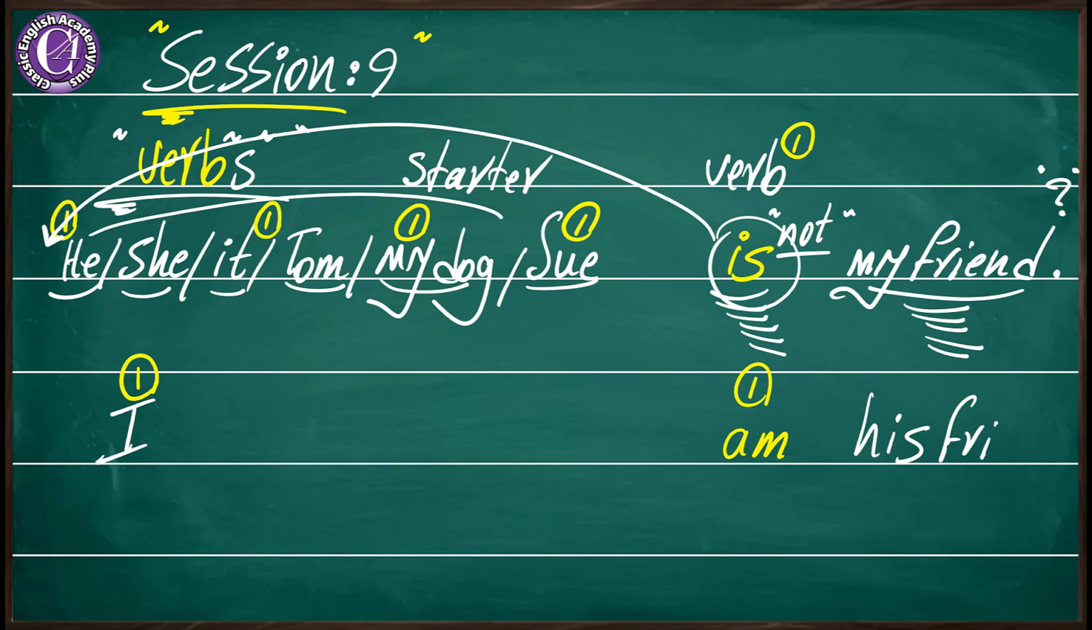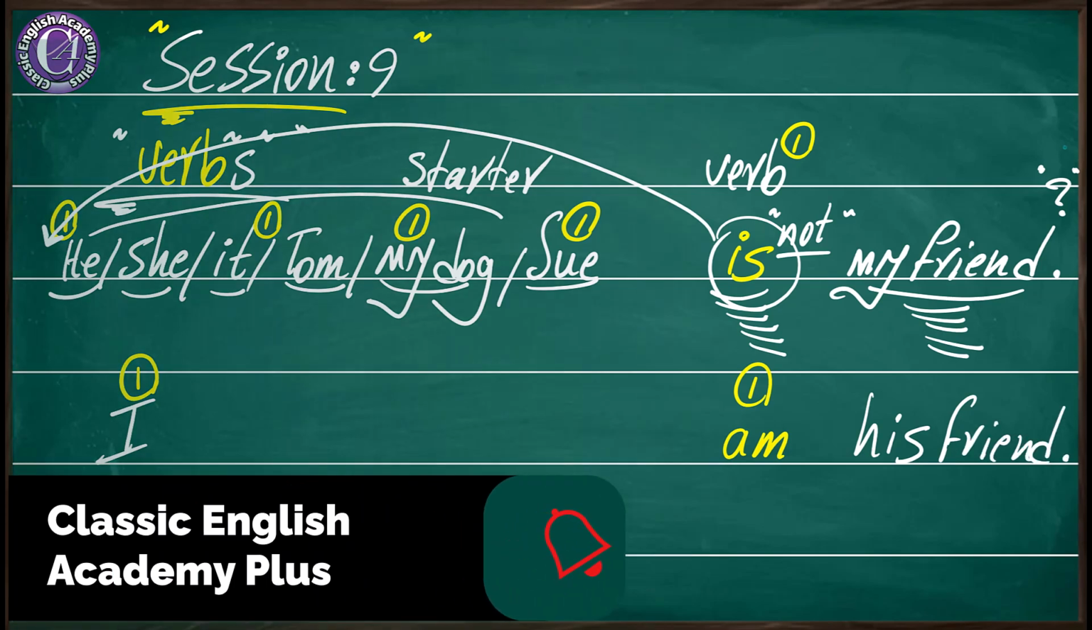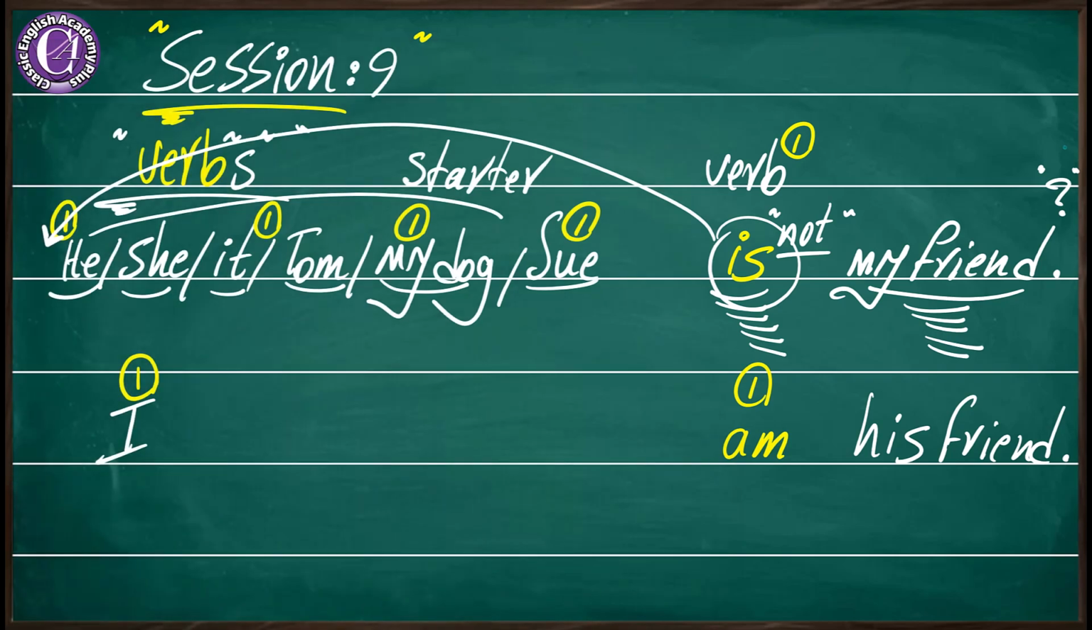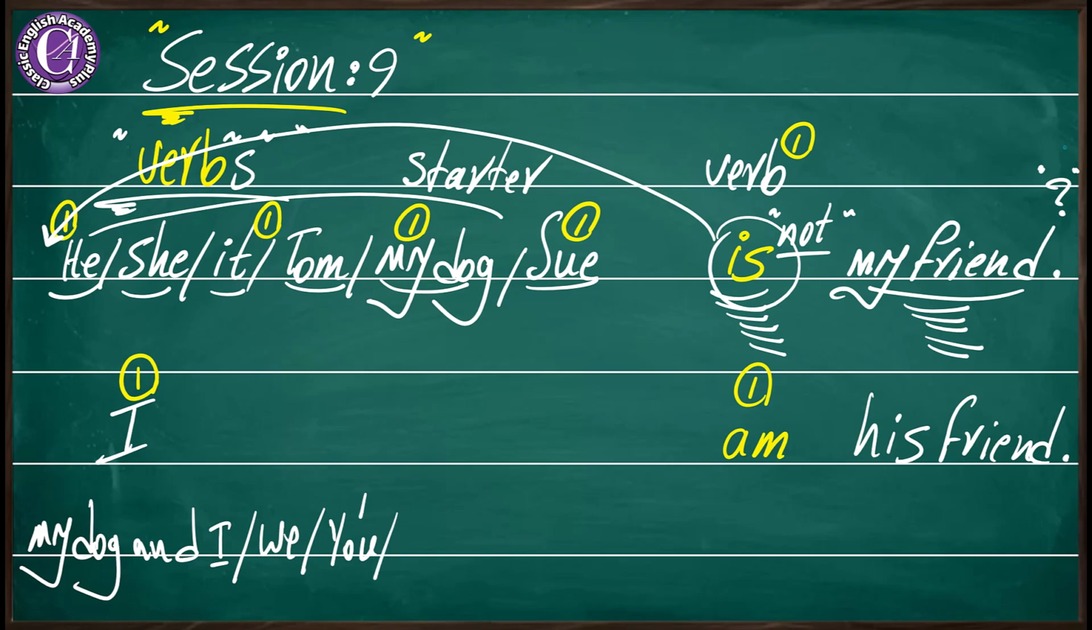Okay? And then we have some other kinds of starters, like the starters that are for more than one person. For instance, my dog and I. Like it, we can say we, or you also can say you here for one person or more than one person. We are able to say they too. So there are for more than one person. They are showing the starters for more than one person. It is all one person and more than that.